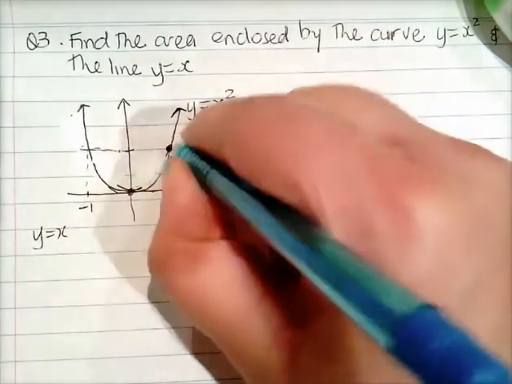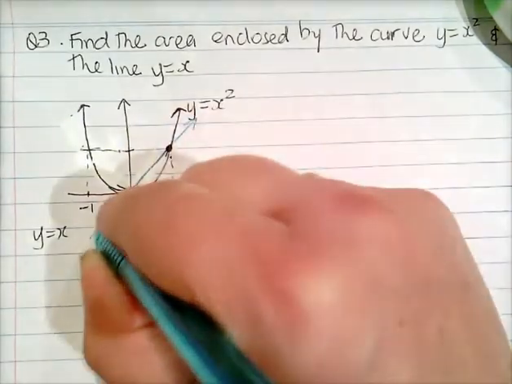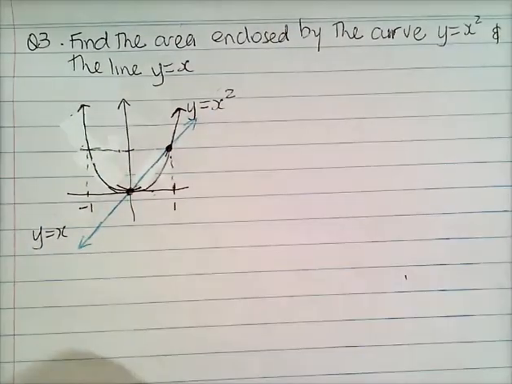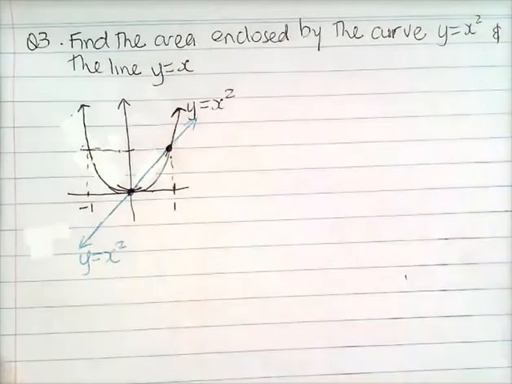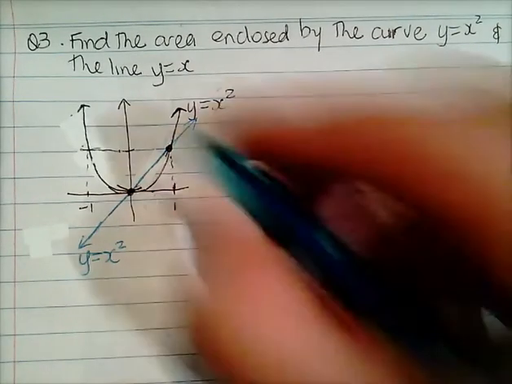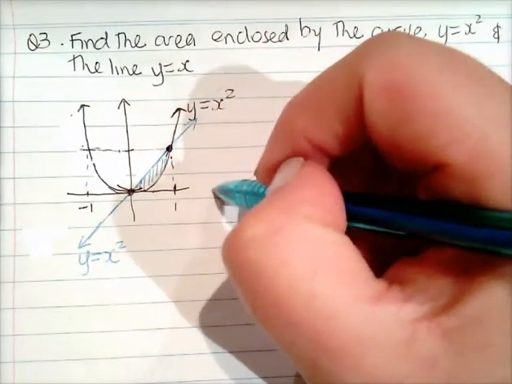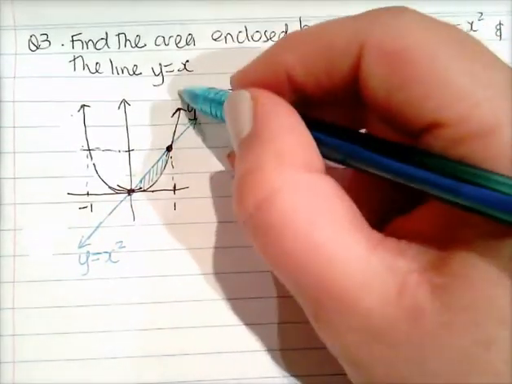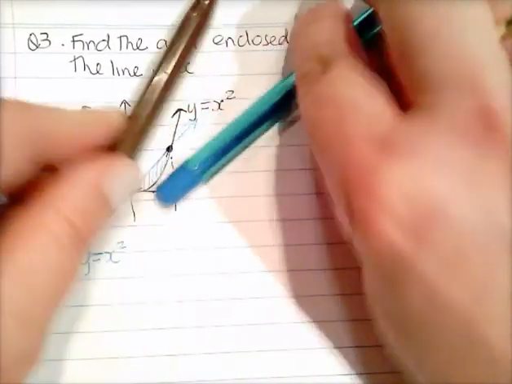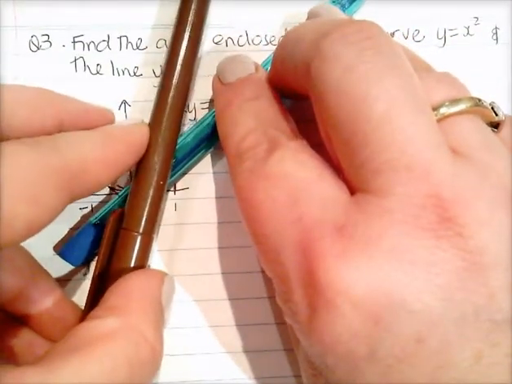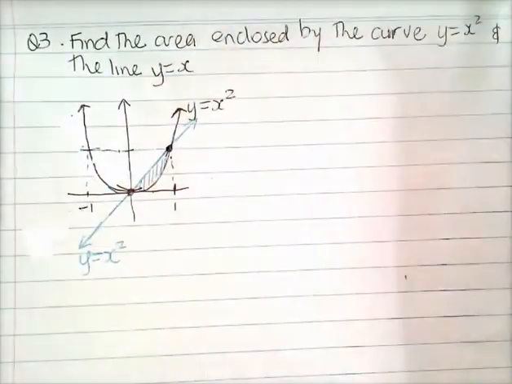But with the line y equals x, it's a straight line, and it will be sitting above the curve y equals x squared for only this region here. Once x is greater than 1, then the parabola sits above the straight line. So if I continue that straight line in blue, notice my parabola's up here, the parabola's y value will always be greater than the straight line's y value after x is 1.